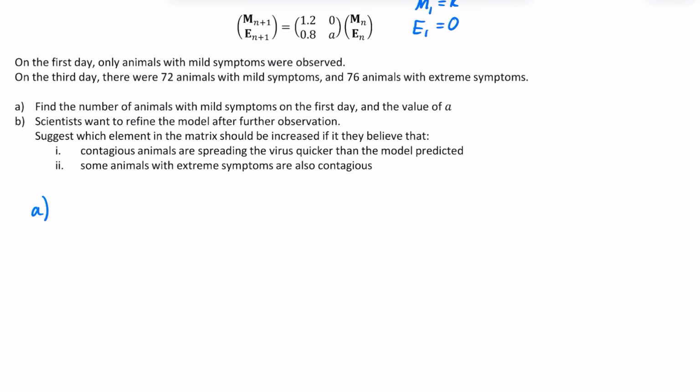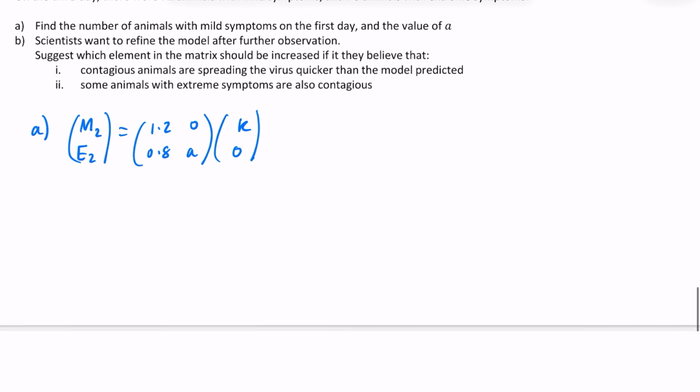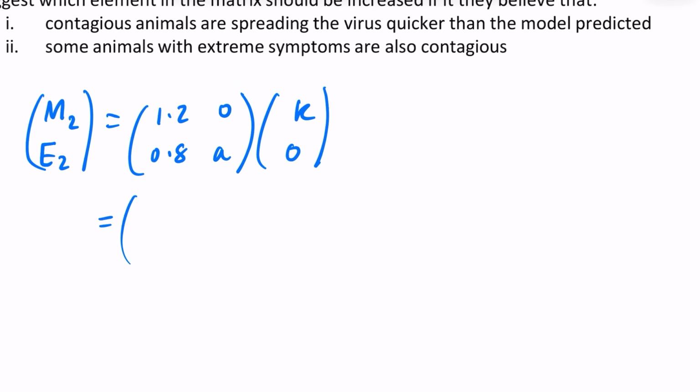So I'm going to find out on the second day, this is M2 and E2. I'm going to apply the matrix 1.2, 0, 0.8, a. I will apply it to there being k, I don't know how many there are on that first day with mild symptoms, and 0, none of them had extreme symptoms. So we'll do a bit of matrix multiplication. That's the 1.2 times the k and the 0. And then we have the 0.8 times the k, and then we have the 0.